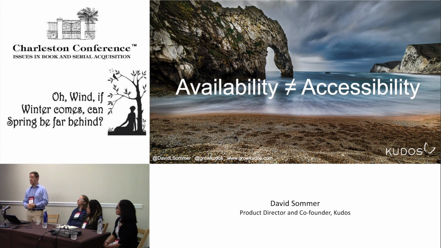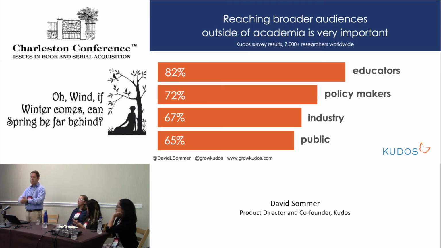But when we talk about accessibility, we've got to think about which audiences are important. So we actually did a survey earlier this year, and we had about 7,000 researchers respond to this. And we said to them, other than the academic audience, which other audiences are important to you? And 82% said educators. We want to get our work in front of educators. 72% policymakers and an industry and the public behind that. So researchers seem to be very interested in getting their work in front of different audiences, and you need different messaging, different techniques for different audiences. One size fits all really doesn't work here.